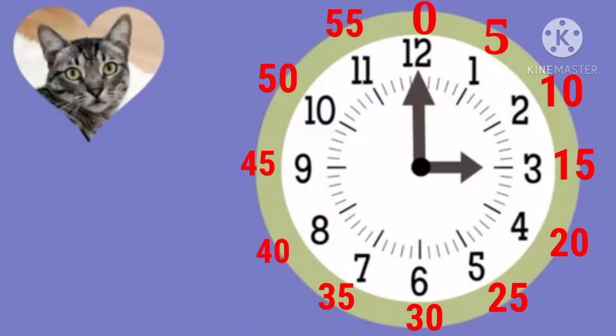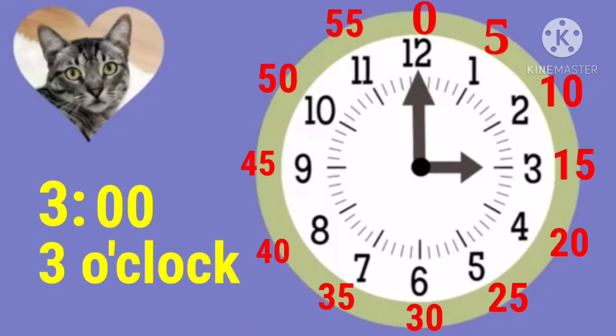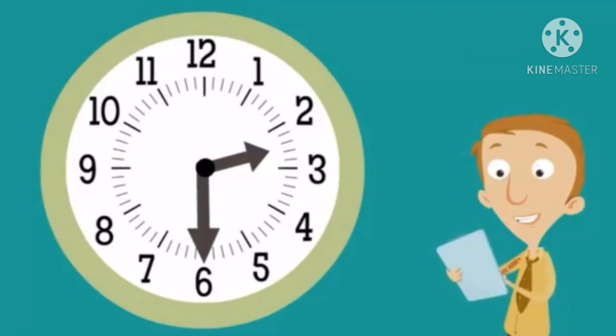Children, we already know what the hour is. The hour is 3. The minute hand is pointing to the 12, which means 0. And with minutes, we always write 2 digits. So write 00. What is the time now, children? Yes, it is 3 o'clock. Great job, children. Let's try this one.